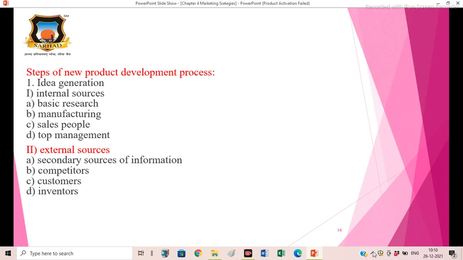The first is secondary sources of information. Ideas for a new product can be obtained from various business publications that publish lists of new products. Some business magazines devote an entire section to new products.